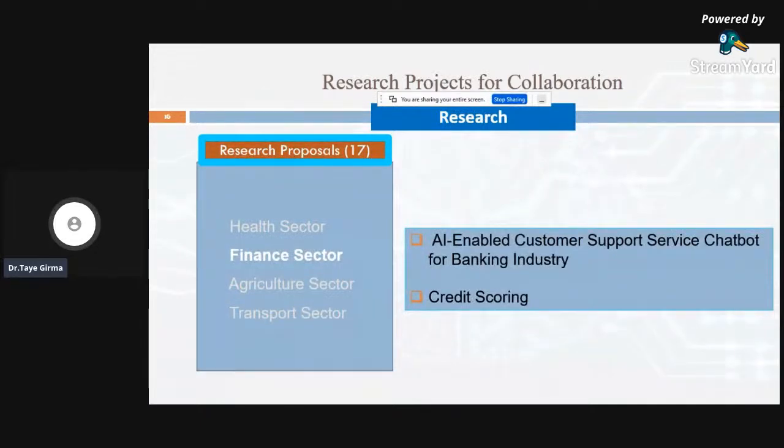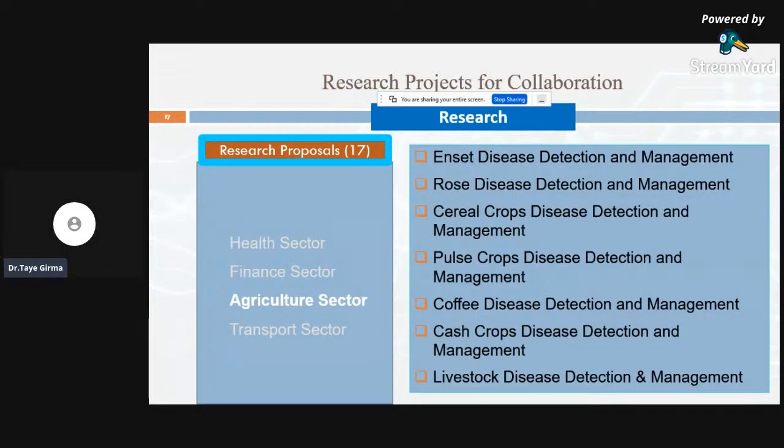With the finance sector, we have developed a customer support service chatbot for the banking industry, but credit scoring in Ethiopia is still subjective. We want that to be objective, and we are working with the major banks, Ethiopian Commercial Bank and 1 private bank, Cooperative Bank of Oromia, on credit scoring. And with the agriculture sector, we are planning to work on this, and in some areas we are collecting the data.